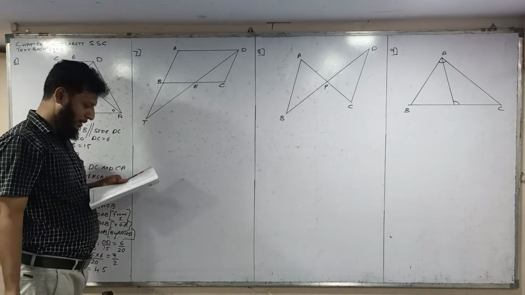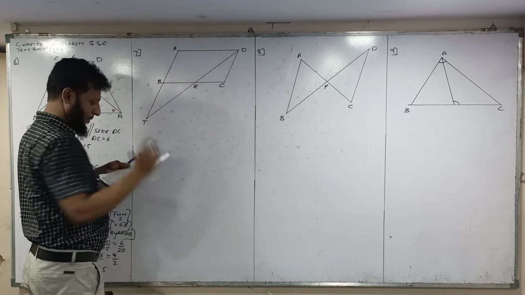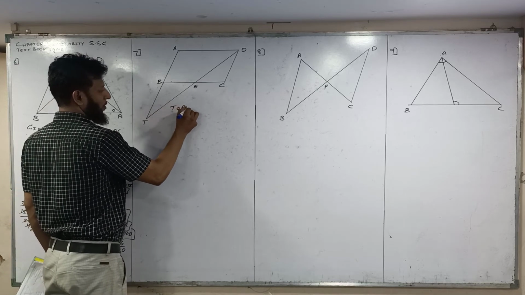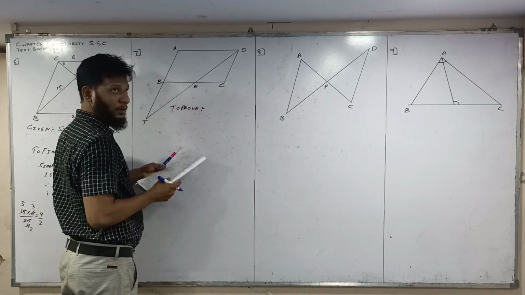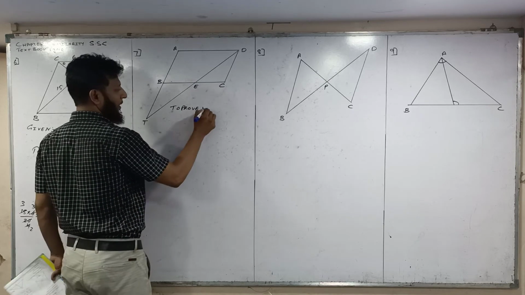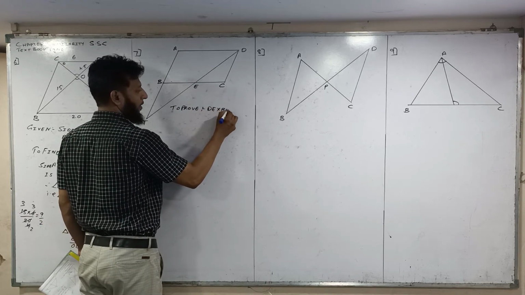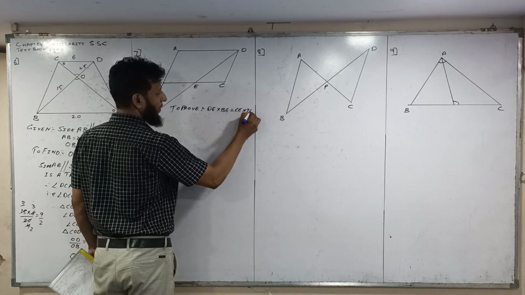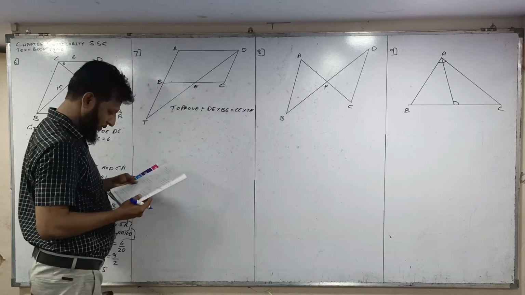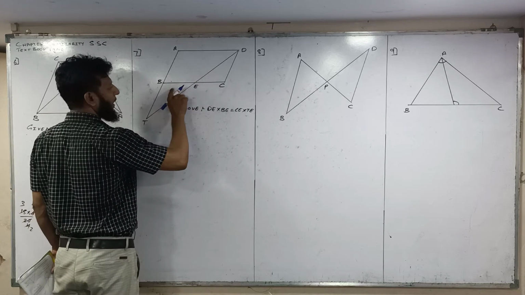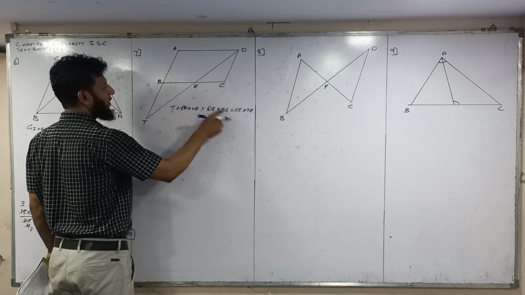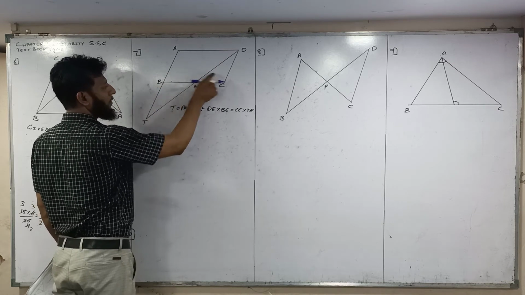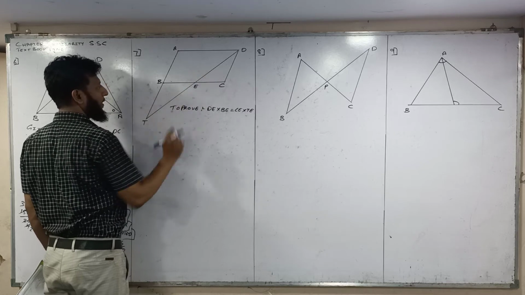Okay, so now question number 7. ABCD is a parallelogram. You have to prove DE multiplied by BE is equal to CE multiplied by TE. So again we have to prove these two triangles are similar, because all these DE, BE, CE and TE are in these triangles.